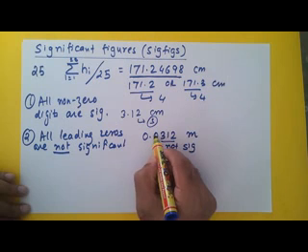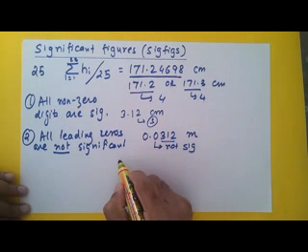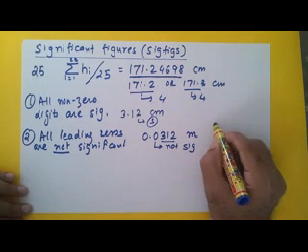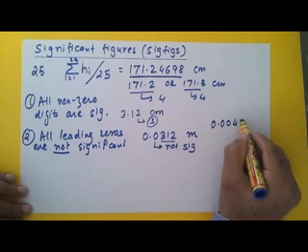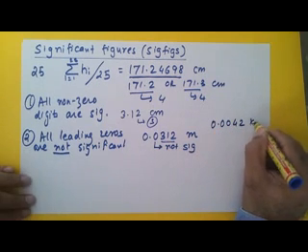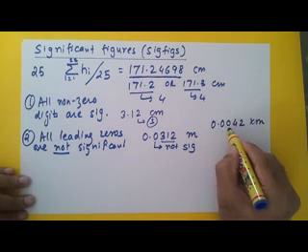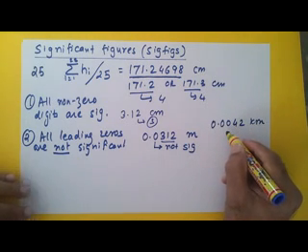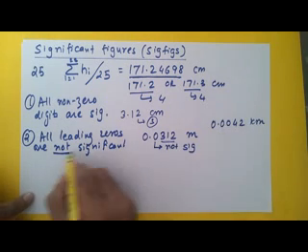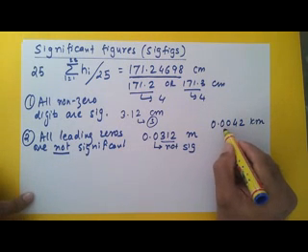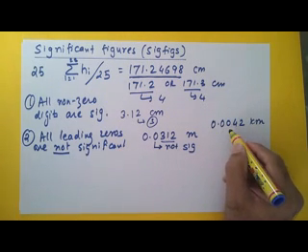The zeros which come immediately after the decimal point are called leading zeros. For example, another example is 0.0042, say for example kilometers. So these 2 zeros which have come immediately after the decimal point are known as leading zeros, and they are not significant because they do not come out of measurement. They come because of your changing the unit from one to another.